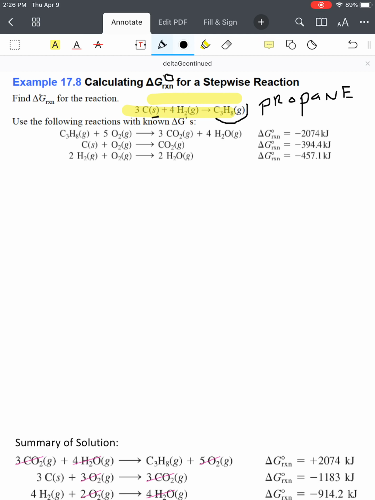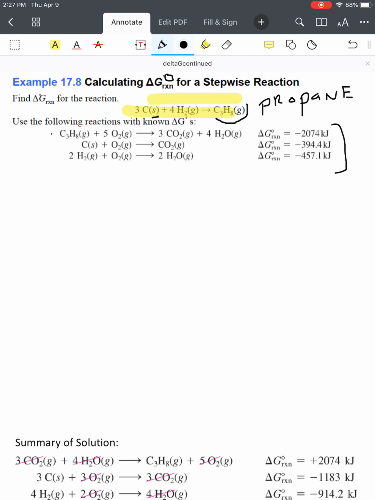Now we don't know what the delta G0 reaction is for this synthesis of propane from elements, but we want to figure it out, don't we? I should also point out that this is a formation reaction for propane as well. So we want to figure out what that delta G0 is for this reaction. Now what information are we given to help us? Well, we're given 3 reactions, and each reaction has an associated delta G0.